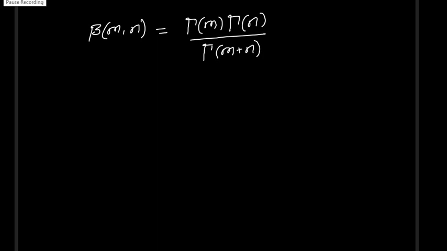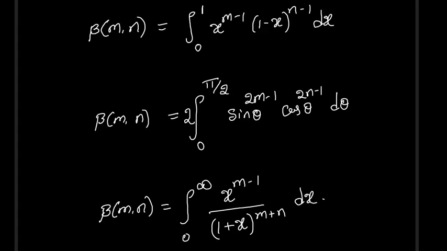Hi, let us try to prove the relation between beta and gamma function. So the relation is this: beta(m, n) equals gamma m times gamma n over gamma (m plus n). To prove this result, we are going to use the formula of beta function.